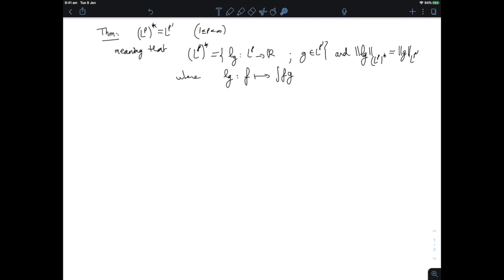Okay, so there's two steps. First of all, we need to show that things of these forms are indeed linear functionals, and that their L^p star norm is exactly the L^p' norm of g. And on the other hand, we need to show that every linear functional in L^p star is of this form, which is going to be the hardest part.